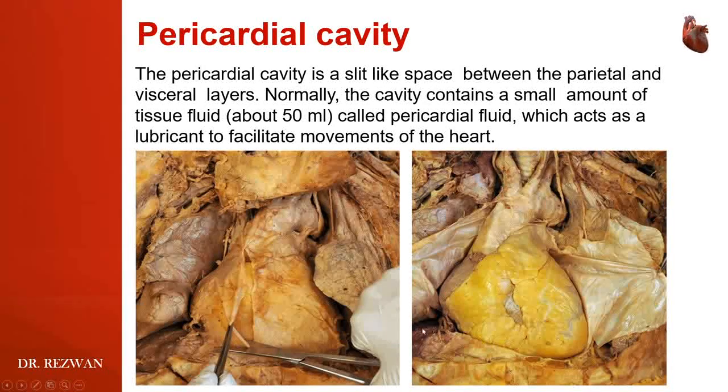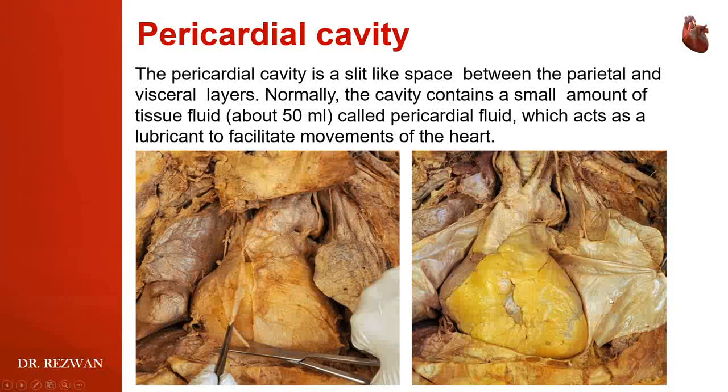Over here we can see, after removing the fibrous pericardium, this is the serous pericardium, which is the visceral layer of the serous pericardium. We can see some fatty deposition on the heart. Actually, this is the actual heart, and over here we can see that the pericardial sac is exposed totally, because this shiny area is nothing but the parietal layer, and over the heart there is the visceral layer.